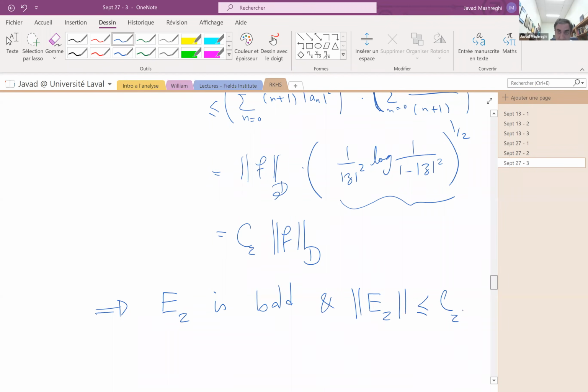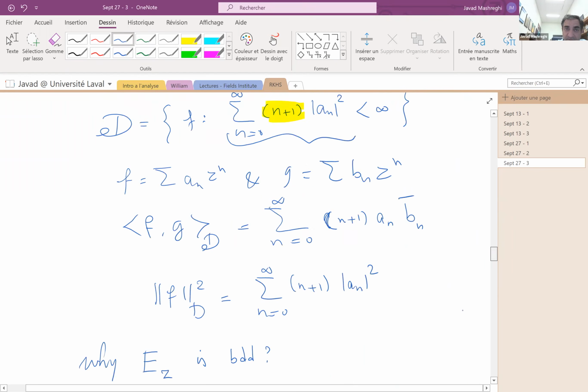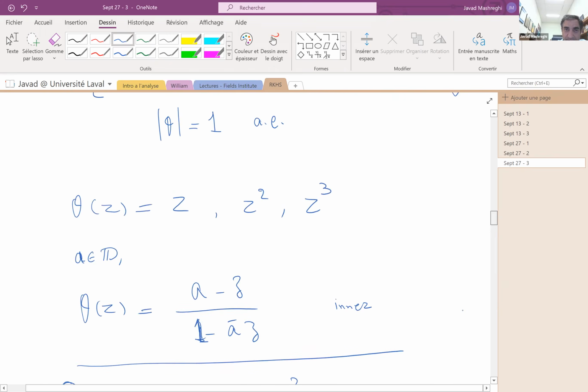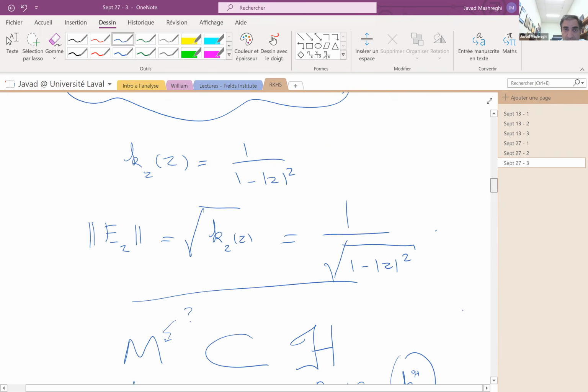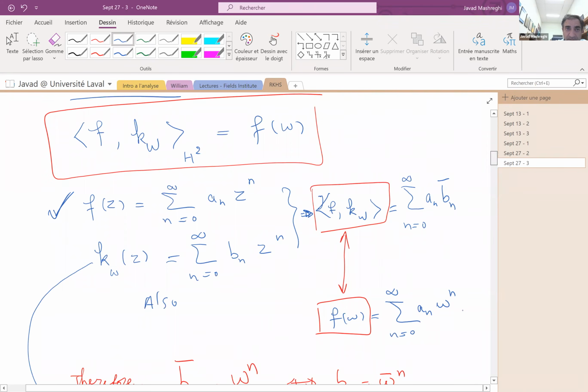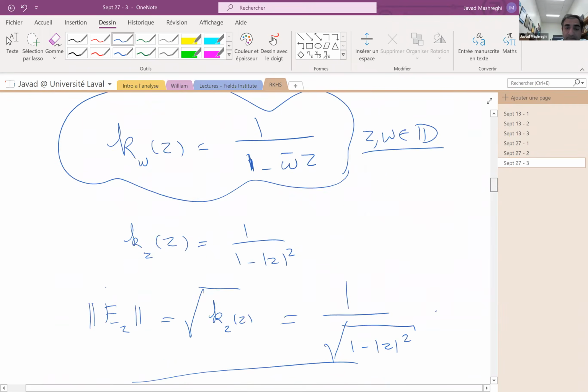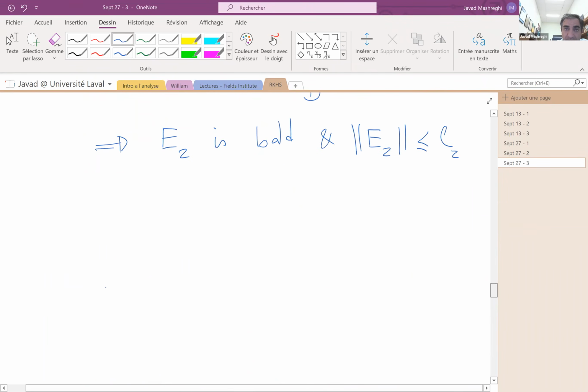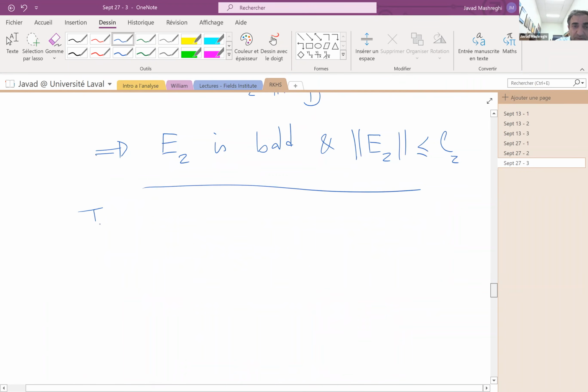Last step is to find our kernel. We do calculations similar to the ones we did before. We know the development of f, we assume the development of k_w, we do the inner product, and we explore what b_n should be. So similar calculation, I mean, to find k_z, but in D.